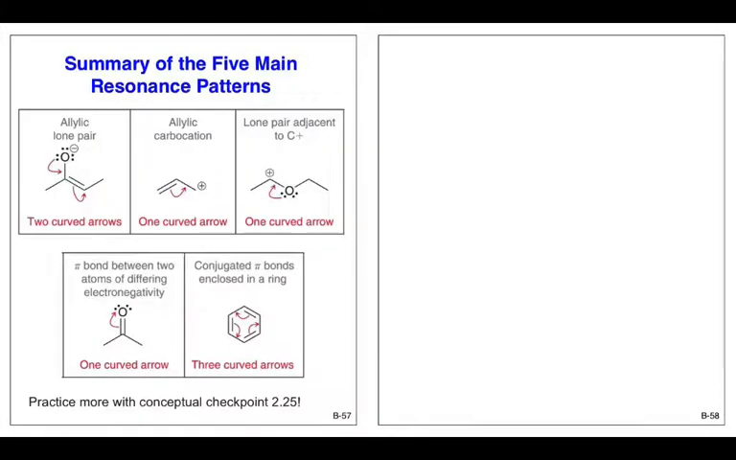So I just have a summary slide on all the patterns we discussed. We had allylic lone pairs where you need 2 curved arrows, and pay attention to formal charges which are moving around. Then we had 1 curved arrow for the allylic carbocation case, and we had 1 curved arrow for lone pairs adjacent to carbocation. Then we had a pi bond between 2 atoms of differing electronegativity, which is essentially the reverse of the pattern before. And in the end, we had the rings, which have all sp2 hybridized carbon atoms, aromatic rings. Okay, so please keep practicing with conceptual checkpoint 2.25 and all the problems referred in there.